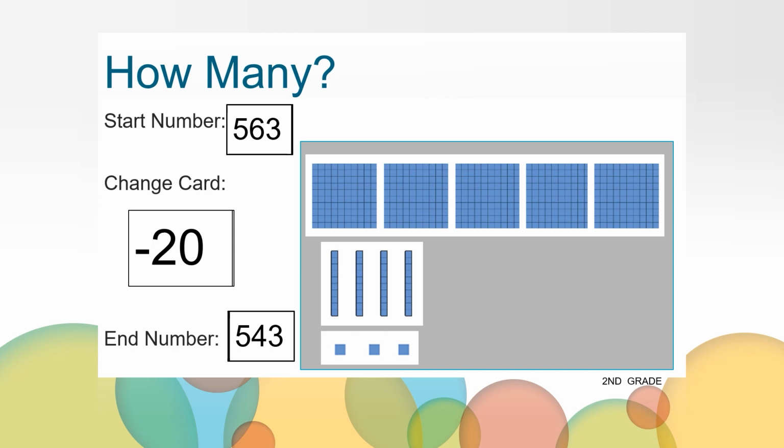Did you figure out what was changing and what was staying the same? You may have noticed that it was only the tens place that was changing. The hundreds and the ones did not change because we were only adding and taking away groups of 10.